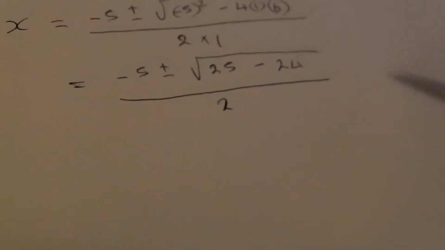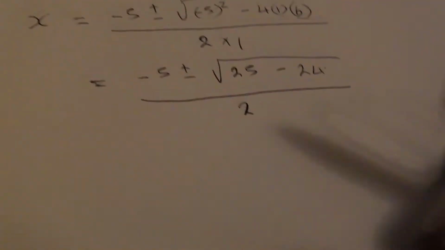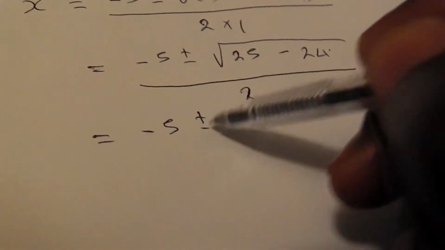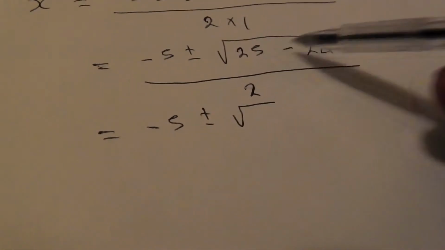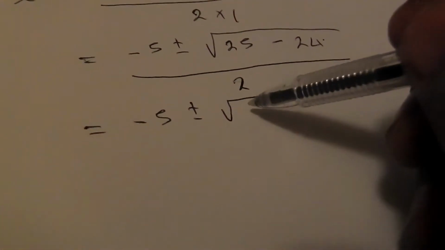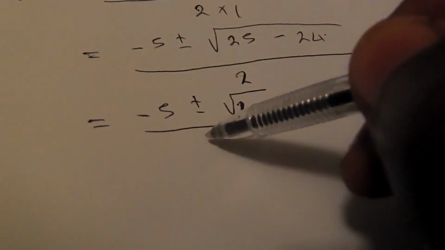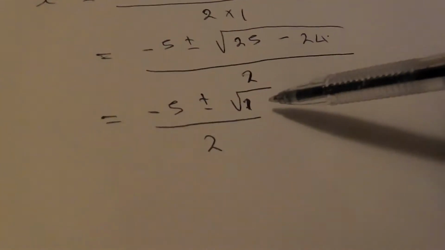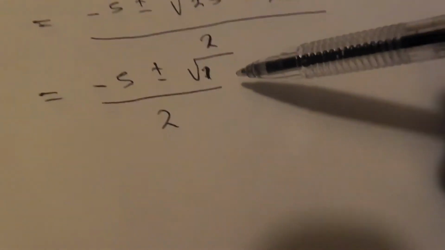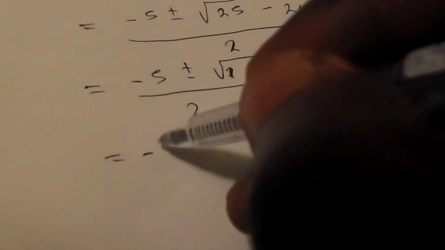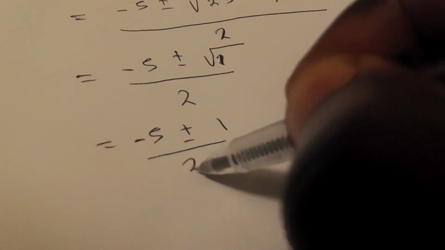Now we solve what's under the square root. It will be negative 5 plus or minus the square root of 25 minus 24, which is 1, so the square root of 1, all over 2. You know that the square root of 1 is 1, so the next step is negative 5 plus or minus 1, all over 2. That's where we are now.